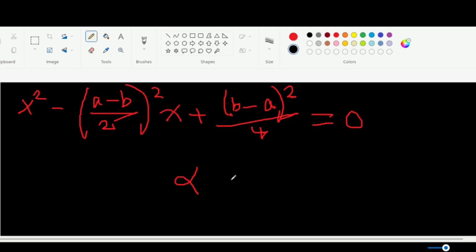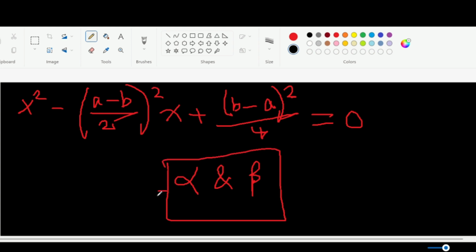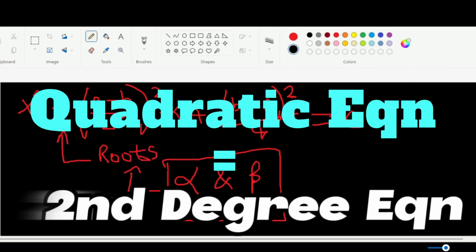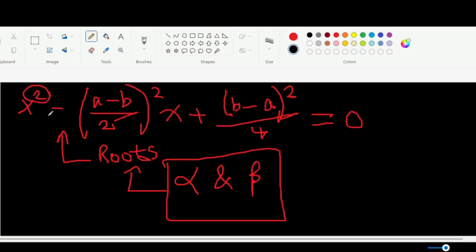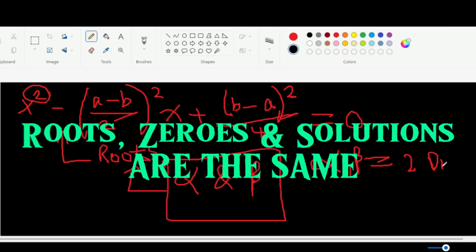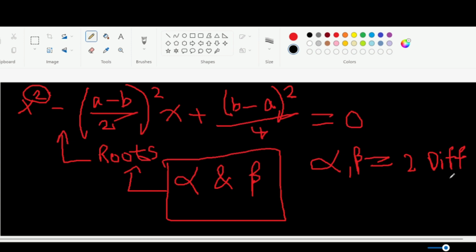So let us assume the roots of the given quadratic equation as alpha and beta. Just two roots, because the number of roots of an equation is equal to the degree of that equation. That is why we have assumed only two roots, alpha and beta, as our equation is a quadratic equation. For those who don't know what roots are, roots, zeros and solutions are the same. They are the values of the variable in an equation.